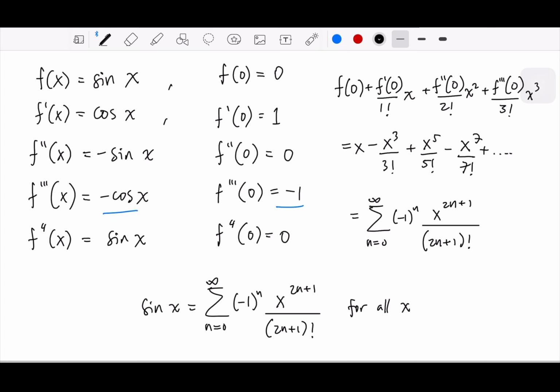If you want, you can also try to make the cosine x. The cosine x will result in the even numbers. So if sine has the odd numbers, cosine will have the even numbers.